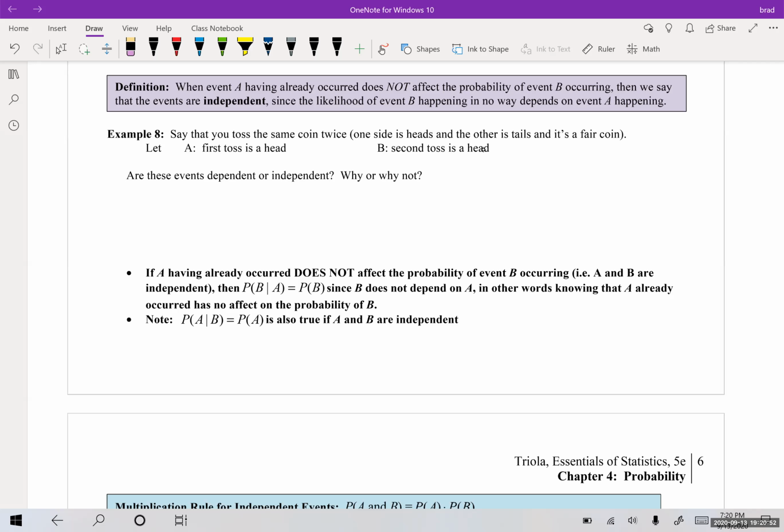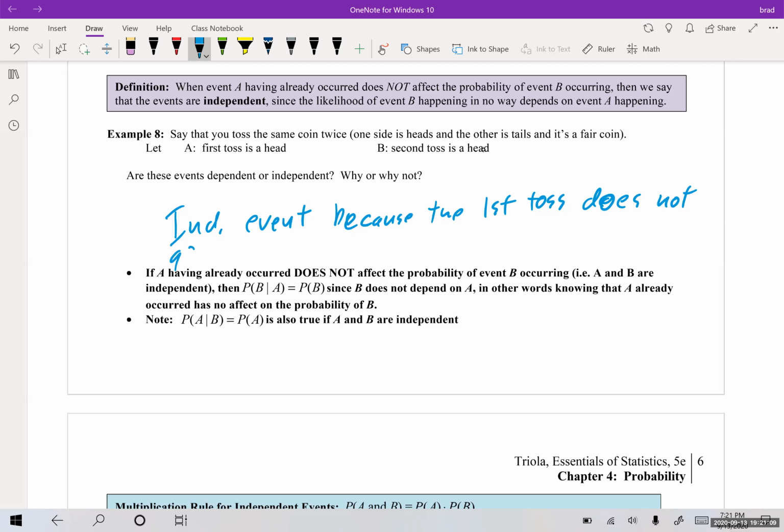This is obviously an independent event because the first toss, or flip of the coin, does not affect the outcome of the next toss of the coin.